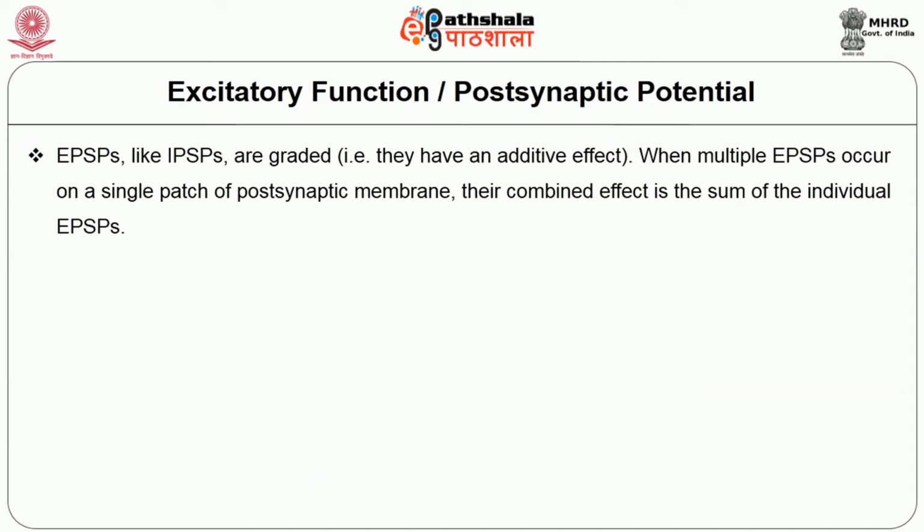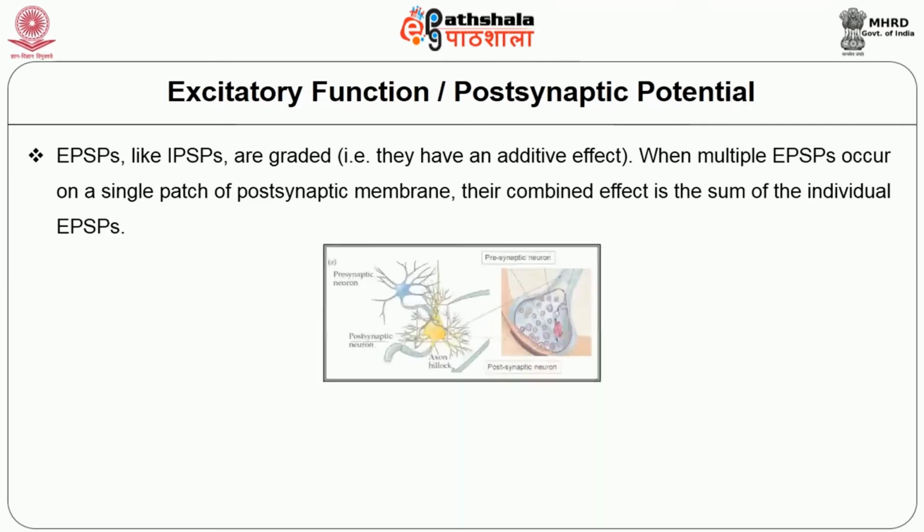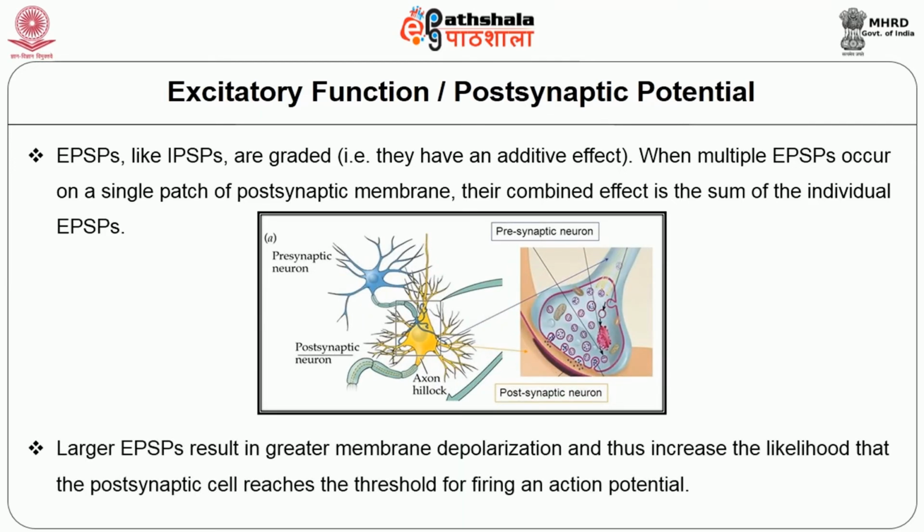EPSPs, like IPSPs, are graded, that is, they have an additive effect. When multiple EPSPs occur on a single patch of postsynaptic membrane, their combined effect is the sum of the individual EPSPs. Larger EPSPs result in greater membrane depolarization and thus increase the likelihood that the postsynaptic cell reaches the threshold for firing an action potential.